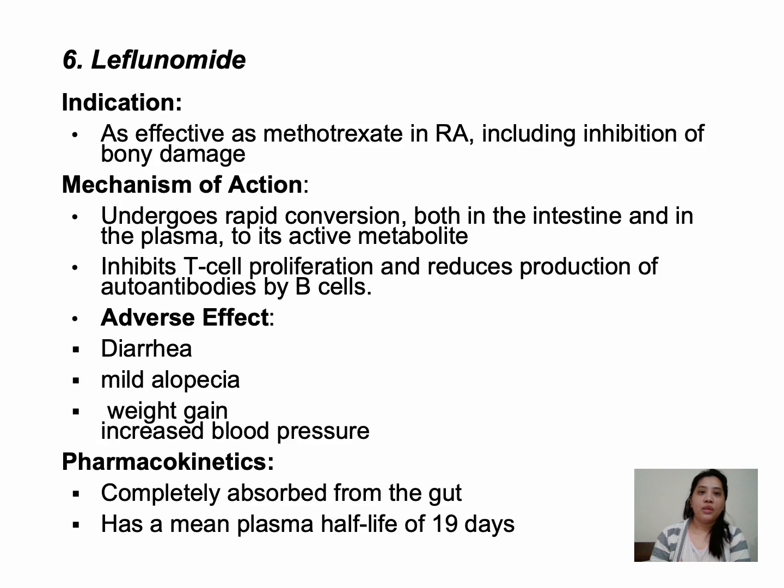Number 6 is leflunomide. Its indication: it is as effective as methotrexate in RA, including inhibition of bone damage. Its mechanism of action: it undergoes rapid conversion both in the intestine and in the plasma to its active metabolite. It also inhibits T cell proliferation and reduces production of autoantibodies by B cells. Its adverse effects are diarrhea, mild alopecia, weight gain, and sometimes increased blood pressure. Its pharmacokinetics: it's completely absorbed from the gut. It has a mean plasma half-life of 19 days.